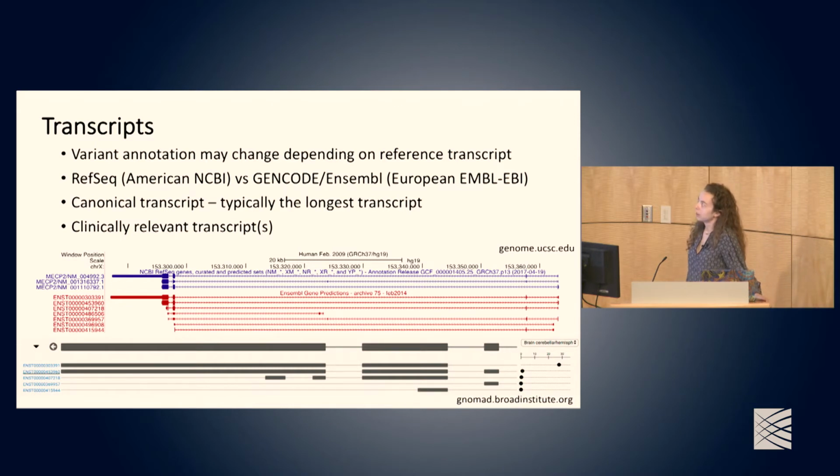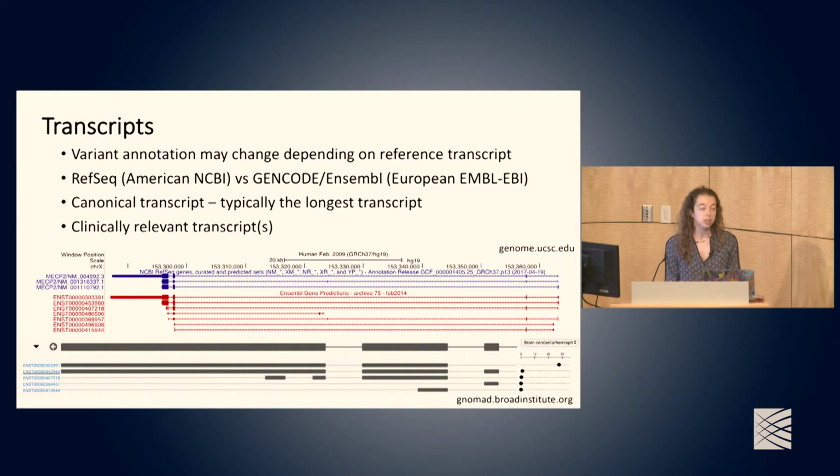Okay, transcripts. Transcripts make things much more complicated. Your variant annotation may differ completely depending on what transcript you're talking about. The community has two main transcript sets that we use: RefSeq, which is the American transcripts from NCBI, and the GenCode annotations through Ensembl from the European Institute. Research labs tend to use a little more Ensembl. For a lot of what we do, we use Ensembl transcripts, but a lot of the clinical labs tend to use RefSeq, so there is importance in knowing which transcripts you're talking about, and there are programs that will help you go back and forth between the two.